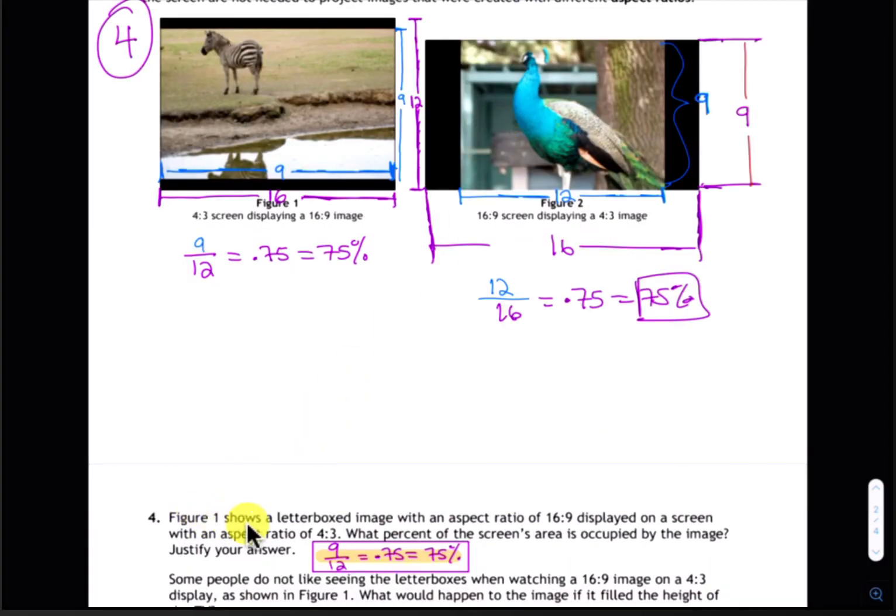And here's number 4. It says figure 1, which is this figure here. It shows a letterboxed image with an aspect ratio of 16:9 displayed on a screen with an aspect ratio of 4:3. What percent of the screen's area is occupied by the image? And justify your answer.